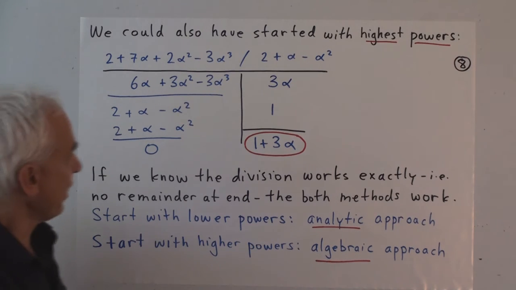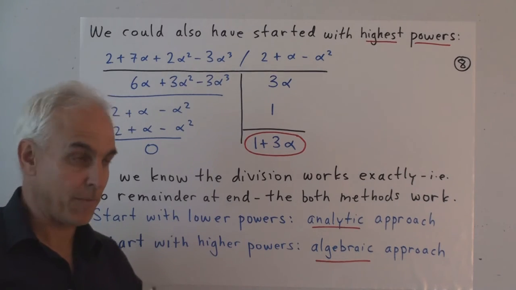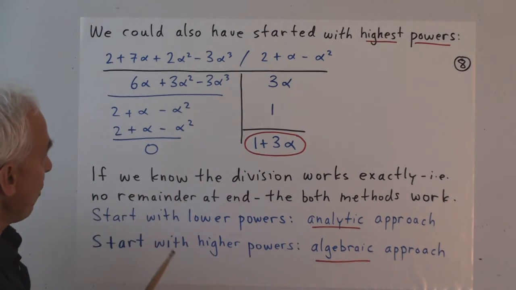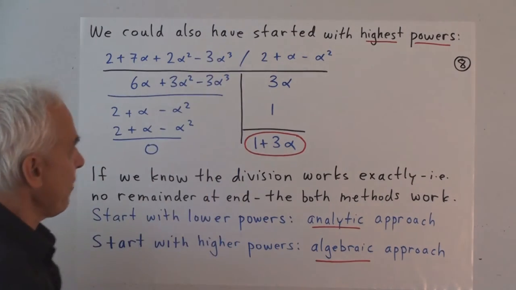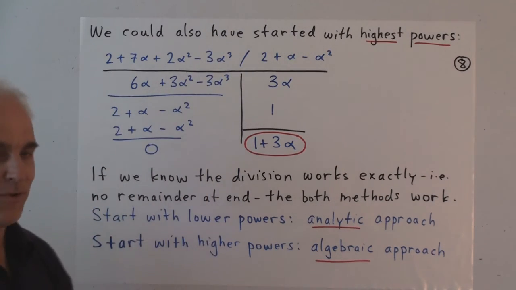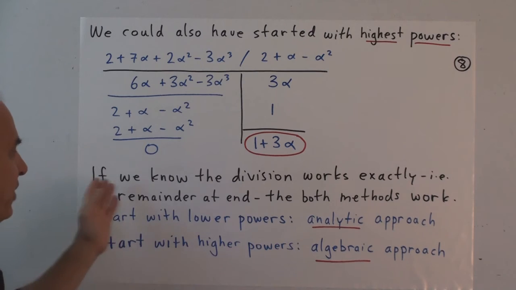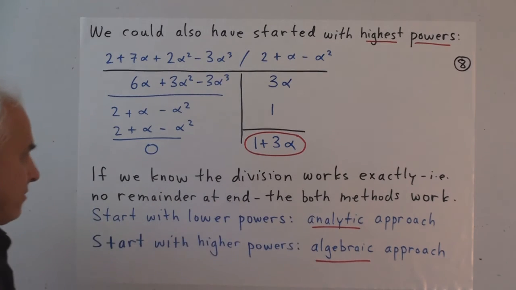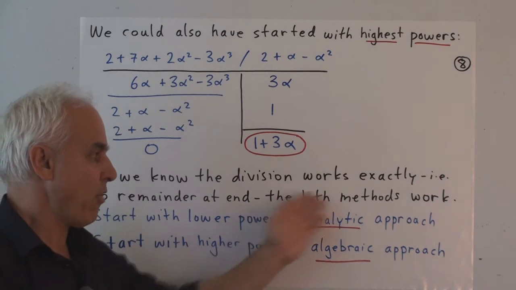So the moral of the story is there's a bit of ambiguity, or there's some choice here. When we're dividing, we don't necessarily have to start on the left. We don't necessarily have to start on the right. We can choose which one we want to do. Okay, so if we know that the division works exactly, which we do in this case, in other words, we know that there's no remainder at the end, then both methods work.